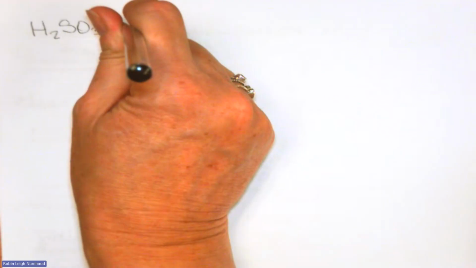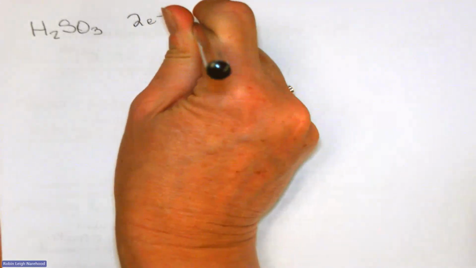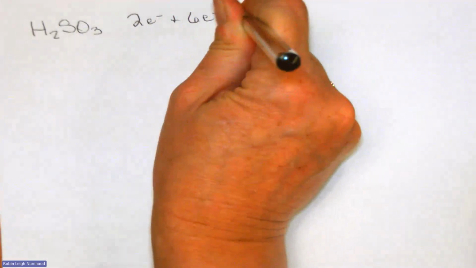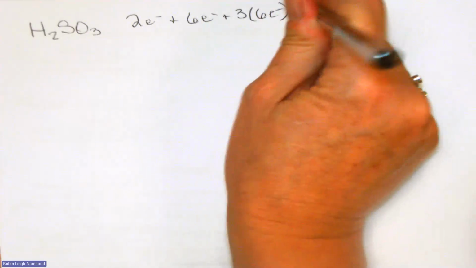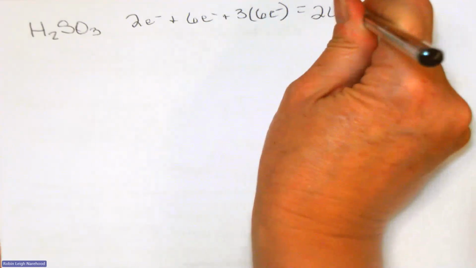Sulfurous acid. We need to add up how many electrons. The hydrogens have 2, since there's 2 of them. Sulfur has 6 valence electrons. There's 3 oxygens, and they have 6 each, for a total of 26 valence electrons.